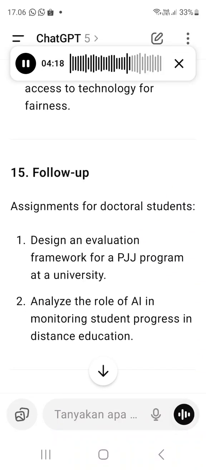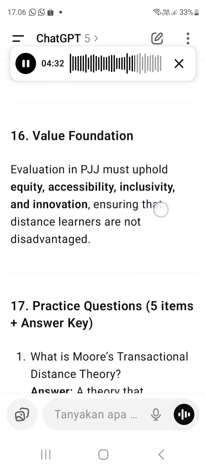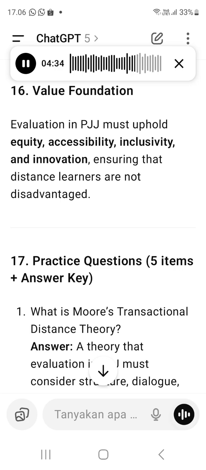15. Follow-up assignments for doctoral students. 1. Design an evaluation framework for a PJJ program at a university. 2. Analyze the role of AI in monitoring student progress in distance education. 16. Value foundation. Evaluation in PJJ must uphold equity, accessibility, inclusivity, and innovation, ensuring that distance learners are not disadvantaged.